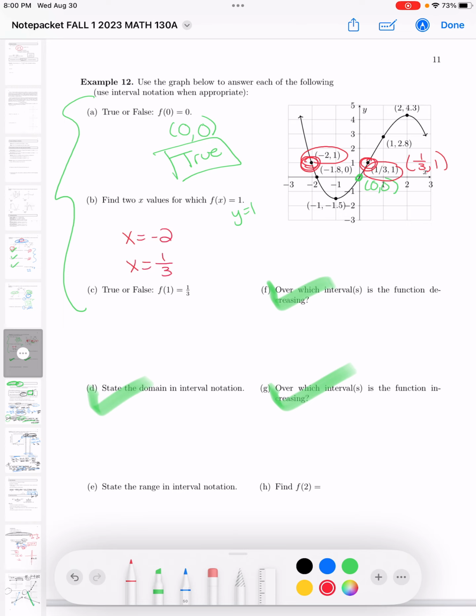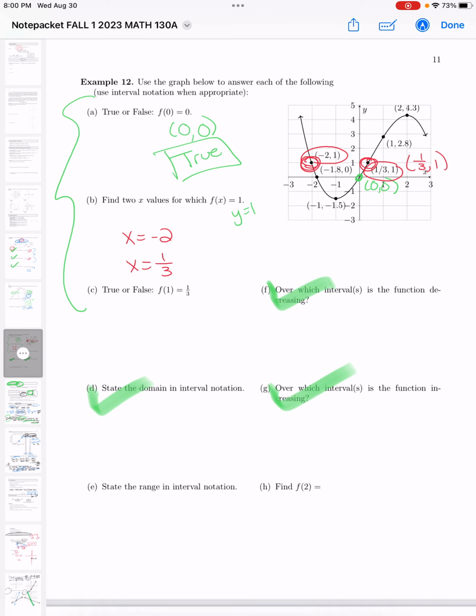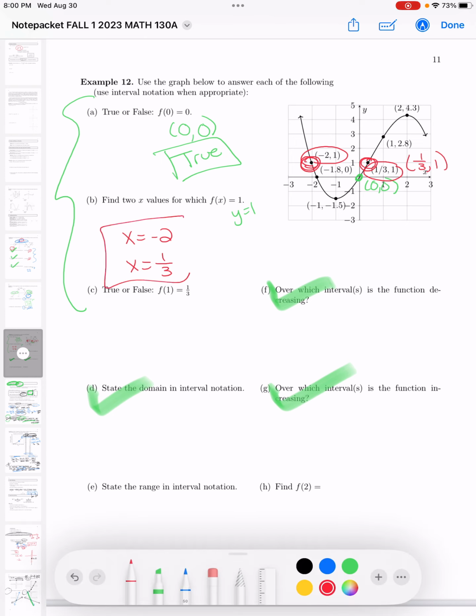I don't care the order that you write them in. If you have the 1/3 before the -2, it doesn't matter. But there are two values, and these are the two values.